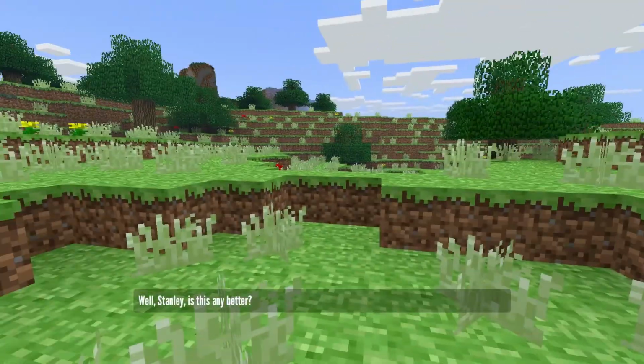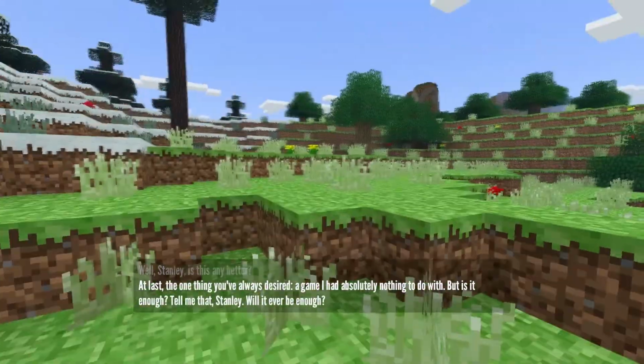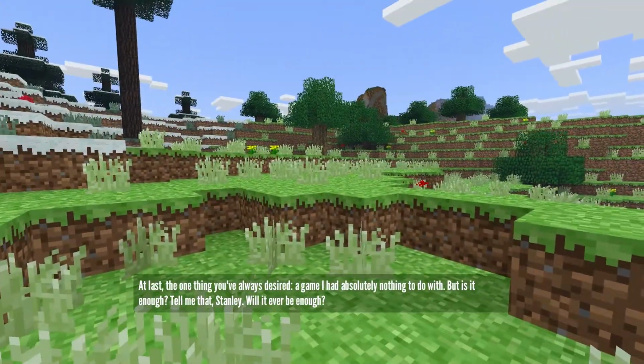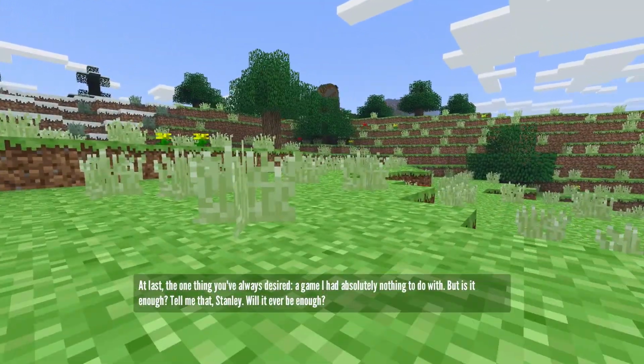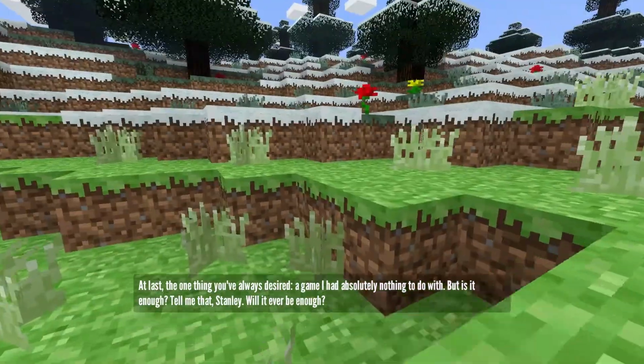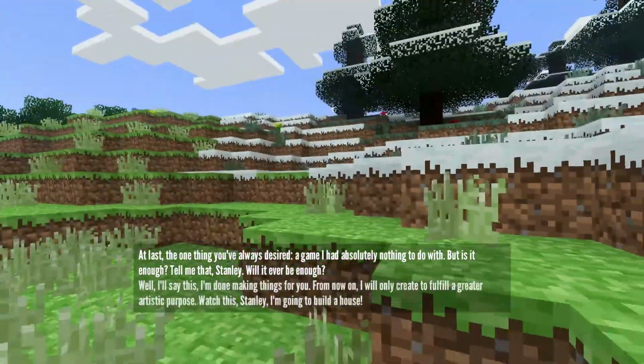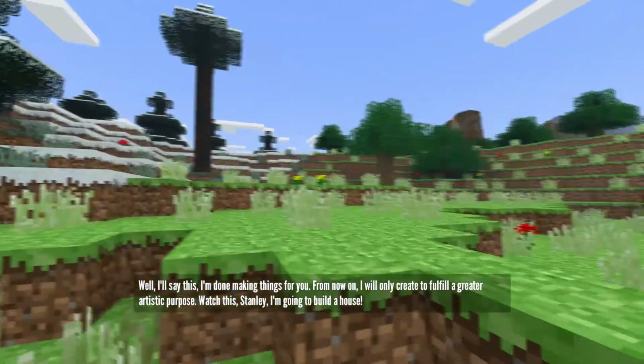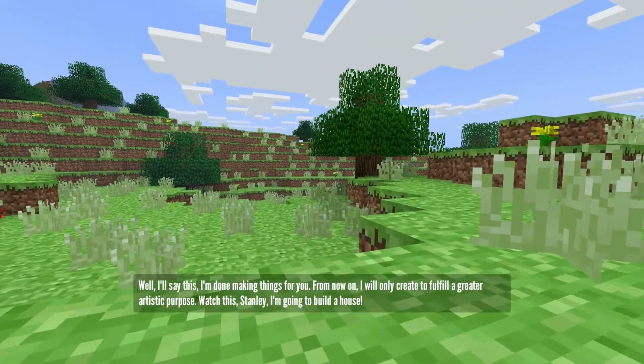Minecraft. Well, Stanley, is this any better? It is. At last, the one thing you've always desired. A game I had absolutely nothing to do with. But is it enough? Tell me that, Stanley. Will it ever be enough? Well, I'll say this. I'm done making things for you. From now on, I will only create to fulfill a greater artistic purpose.